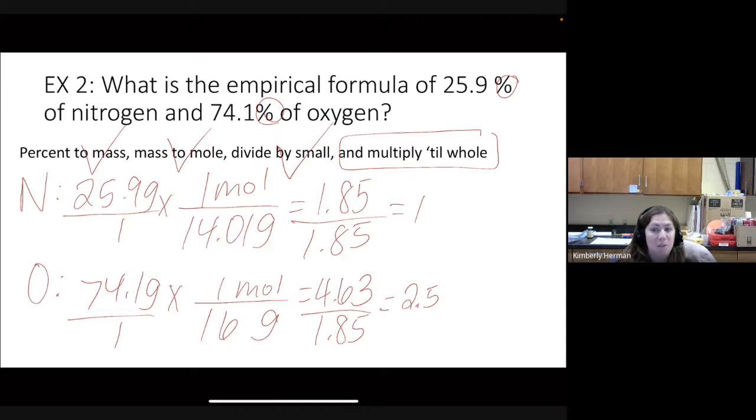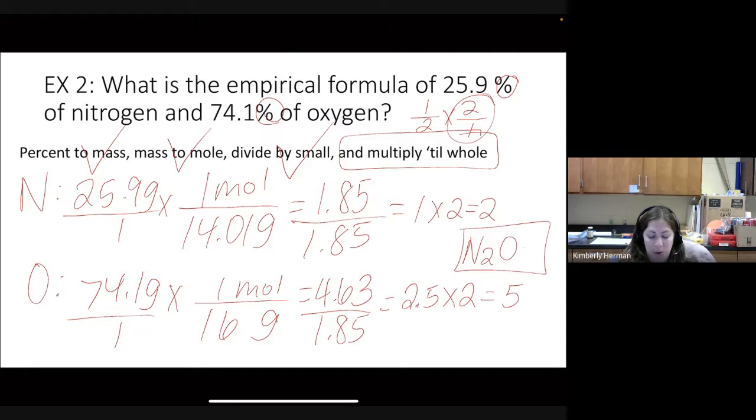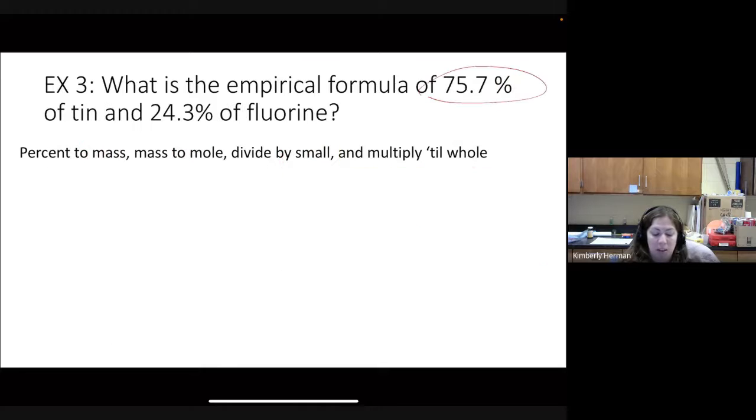Now in our math rules, if we do it to 1, we have to do it to both. So how do you get out of a 1 over 2 or a half? What's the reciprocal? It's going to be a 2 over 1. So we're going to multiply not only the bottom one by 2 to get 5, we'll multiply the top one to also get 2, and that's how we're going to get our odd numbers in our formula. So we're going to see that we have N2O5. So that one took a little bit more work because you had to do the final step of multiply till whole.